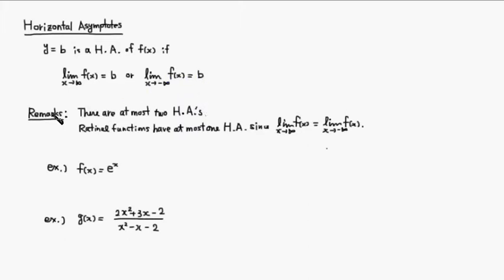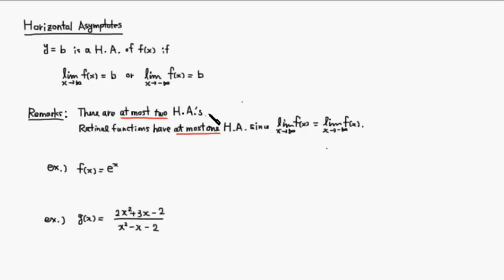All right. There's a couple of remarks. Because of the definition, you can get one from the limit at infinity and one from the limit at negative infinity. So there are at most two horizontal asymptotes for each function. But if you're looking at rational functions, there is at most one horizontal asymptote, because the limit at positive infinity and the limit at negative infinity are always the same for a rational function.